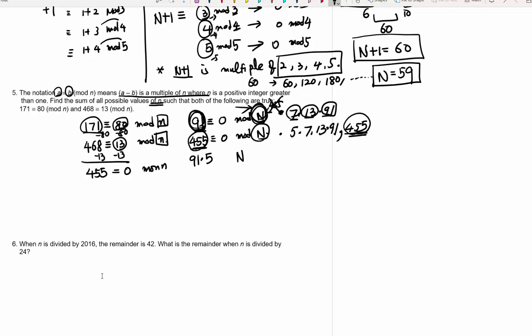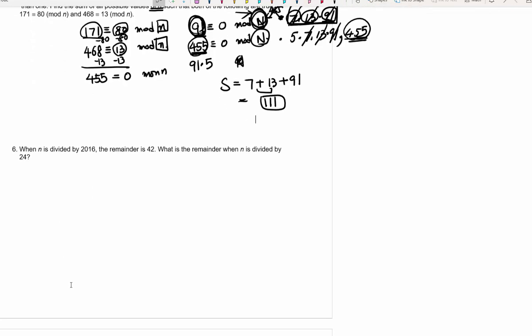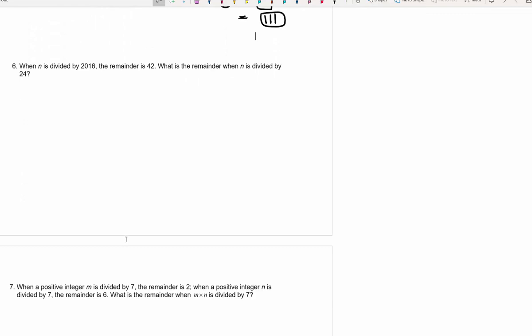So 91 is divided by 7, by 13, by 91, and also 455 is divided by 7, by 13, by 91, okay? These are the possible numbers. So the sum of these numbers, S, is what? 7 plus 13 plus 91, okay? That is 111. 111 is the answer. Okay, now number 6.